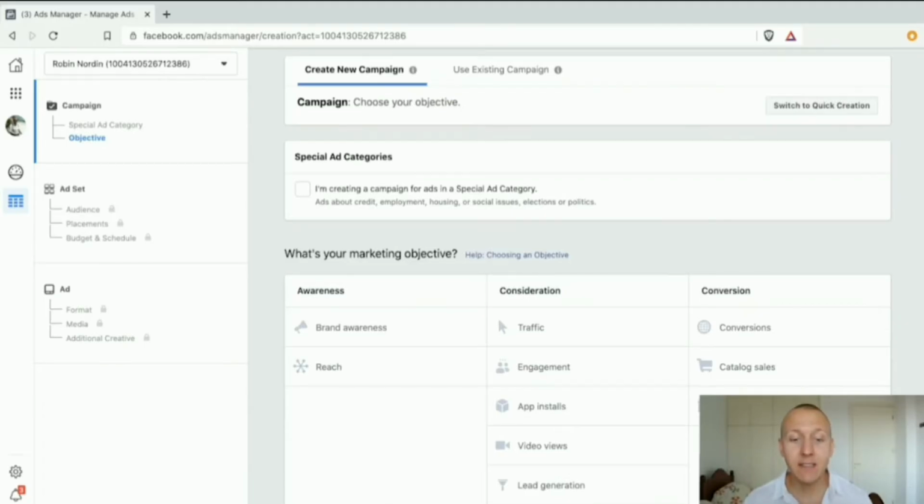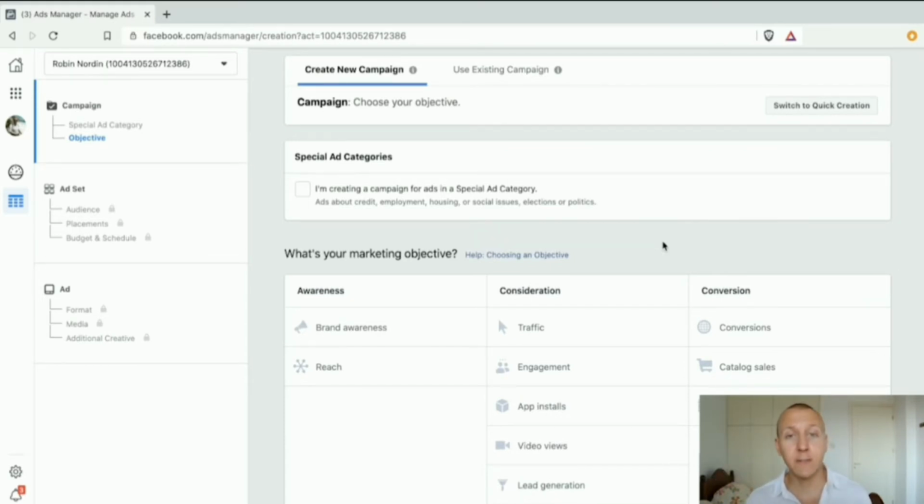Now, the first thing we can see here is that there are a bunch of different objectives, right? And there are also three different topics in here. These are different topics or layers, if you will, of the sales funnel. That is awareness, consideration, and conversion. And this is the sales funnel that Facebook uses.